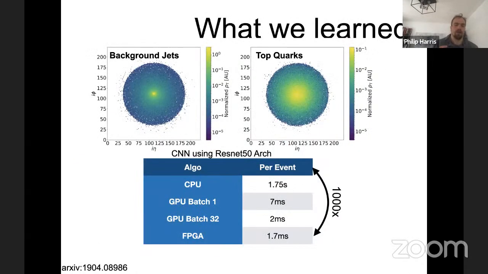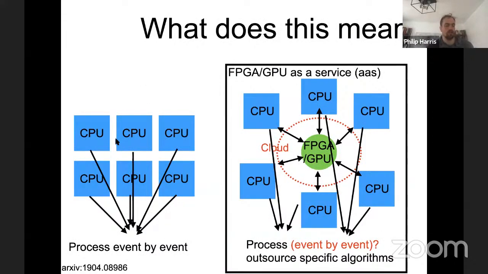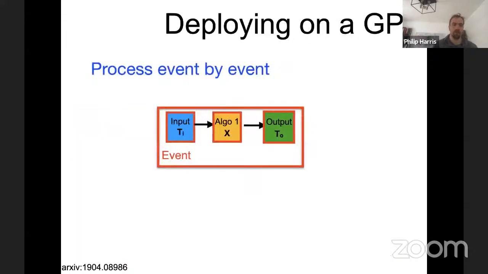Well, what does this mean? When we saw a factor of 1,000 improvement, it means that we had to redesign the way we process data. Conventionally, we've been just distributing things across CPUs and processing everything in parallel. But now if we can put dedicated algorithms on FPGAs or GPUs, we can have them serve many CPUs, but just run one algorithm really fast. And if it's 1,000 times faster than a CPU, you can have your coprocessor, your FPGA or GPU, serve all of these CPUs at once. So we wanted to see if we could actually do this at the scale of the LHC.